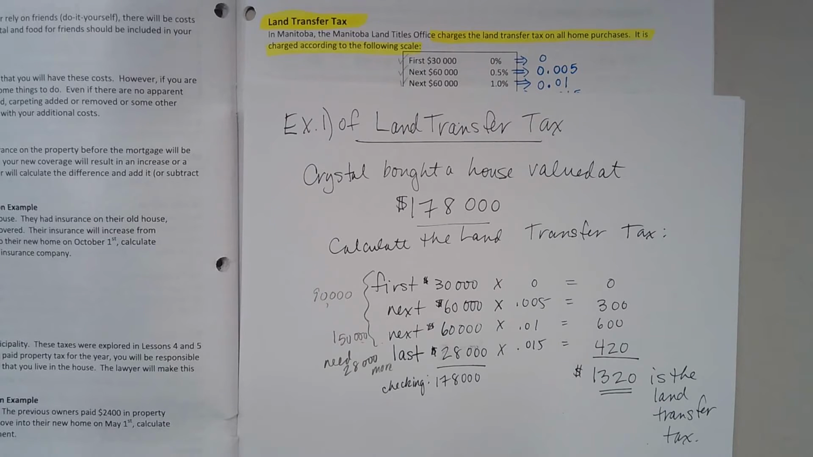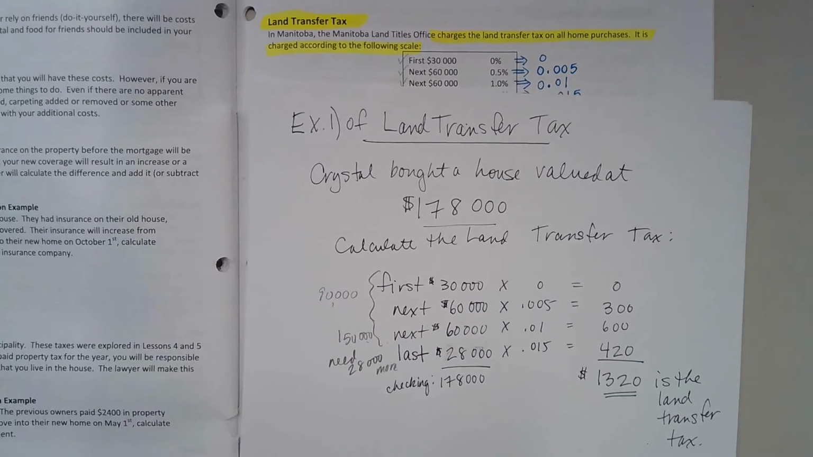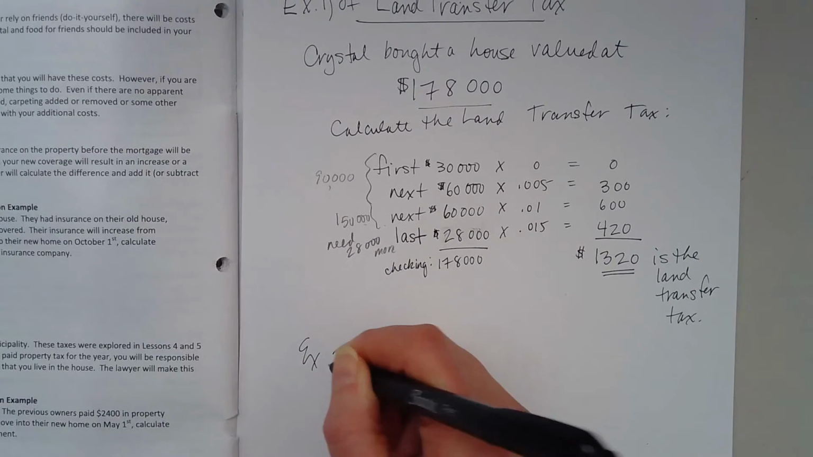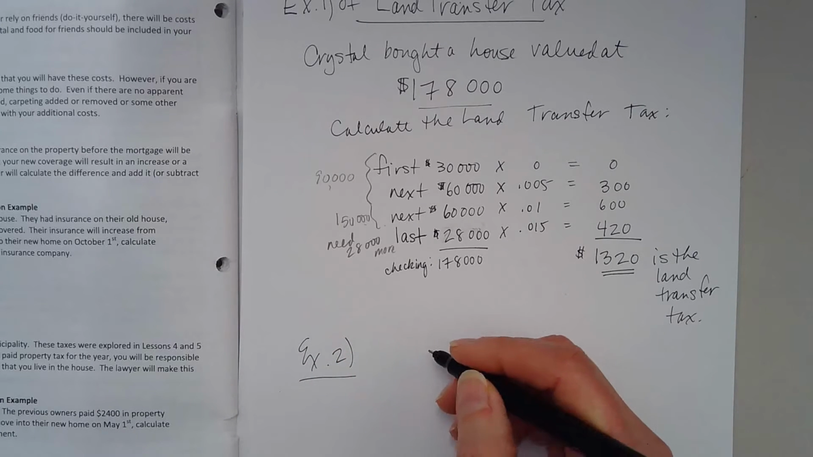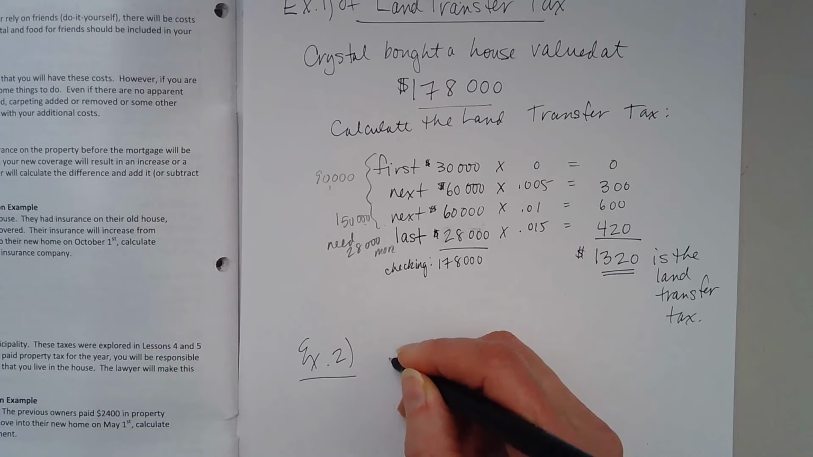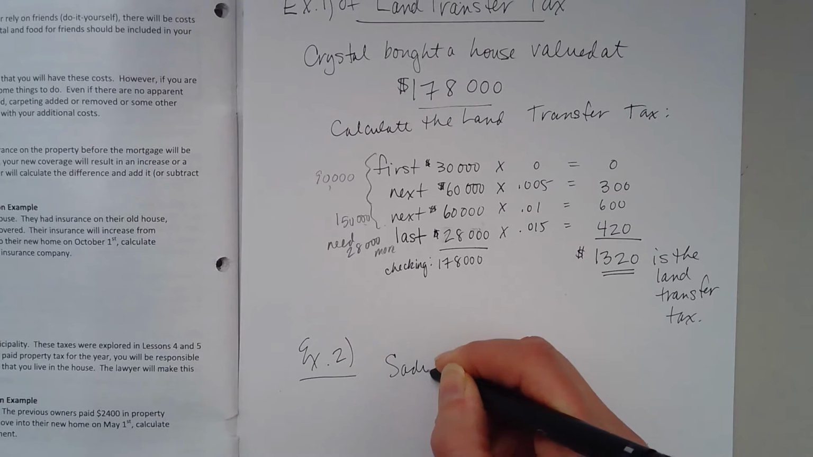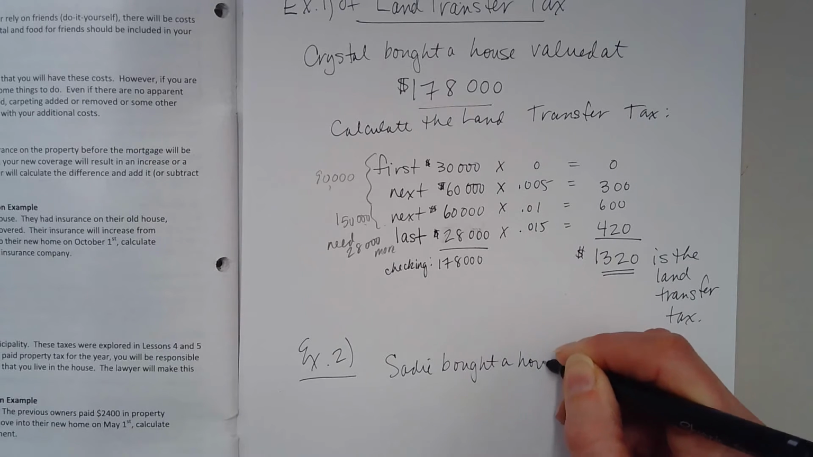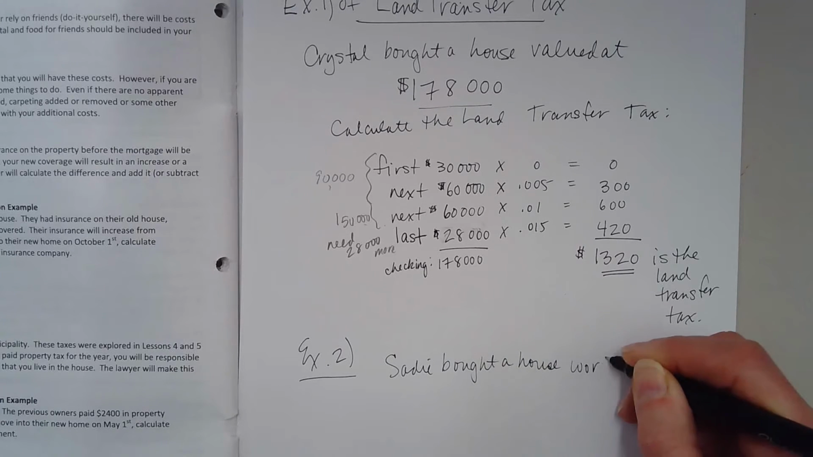So, you good? Ladies? Yeah. Should we do one more that's over 200? Okay, we'll do one more over 200. Someone give me a really expensive house. 300? 300 even, Steven? No. 350? Okay. So, Sadie bought a house worth 350,000.